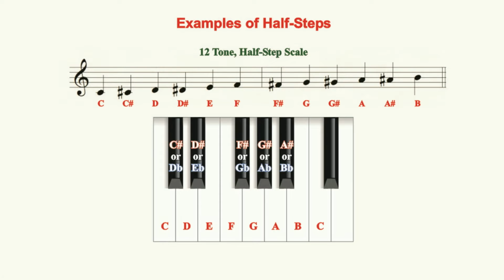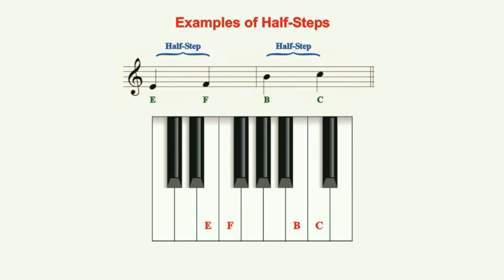On the keyboard, the white keys are always notes in their natural state. For example, C, D, F, G, A. The black keys are always notes in their altered state. For example, C sharp, D sharp, F sharp, G sharp, and A sharp. Notice that there are no intervening black keys between E and F or B and C. These are the only two naturally occurring half steps on the piano keyboard.